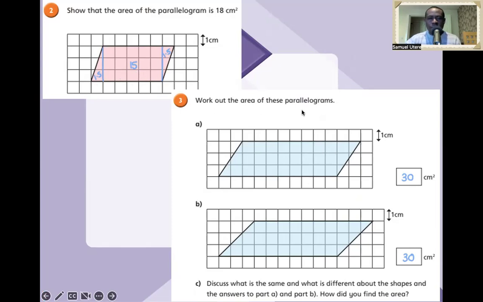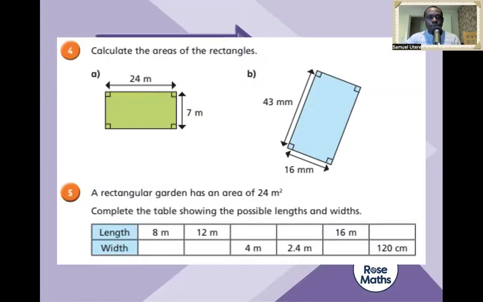Next, you're asked to work out the area of these parallelograms. We use the same approach. So you see the perpendicular height is 3, and here we have 10. So 3 times 10 is 30. Same with this one. Perpendicular height is 3, and we have 10 as the base. All right, pause the video and answer questions 4 and 5 in 3 minutes.